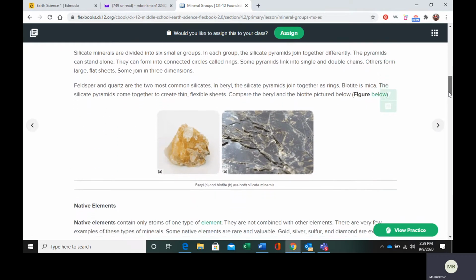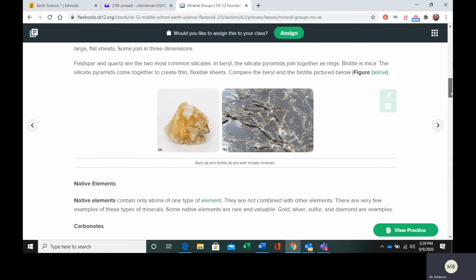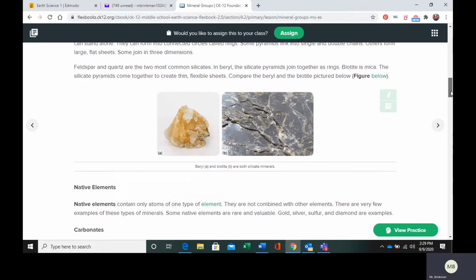Silicate minerals are divided even further into 6 smaller groups, based on how their pyramids join together. The pyramids can stand alone. They can form rings. Some pyramids can make single and double chains, and others can form sheets. Feldspar and quartz are the 2 most common silicates.